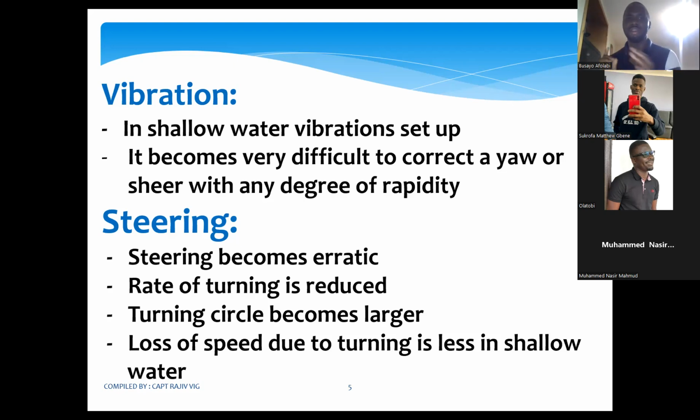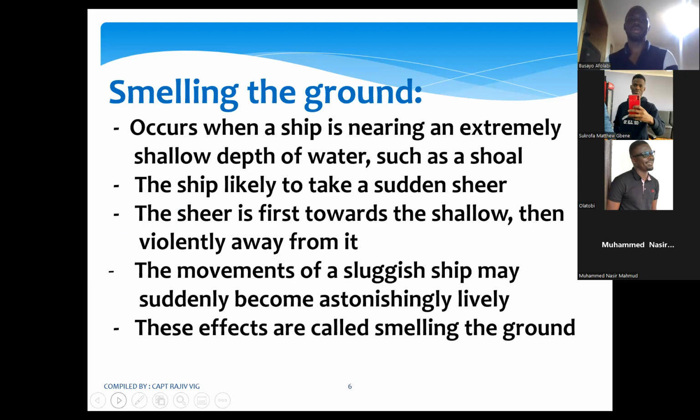So we need to bear in mind that if you have vibration, there will be a steering effect too when we're in shallow water. The smelling of the ground, like I was saying, smelling is not by the nose, but this is a good terminology for you to be able to go down to this extent and tell an examiner about the smelling of the ground and explain it to him.